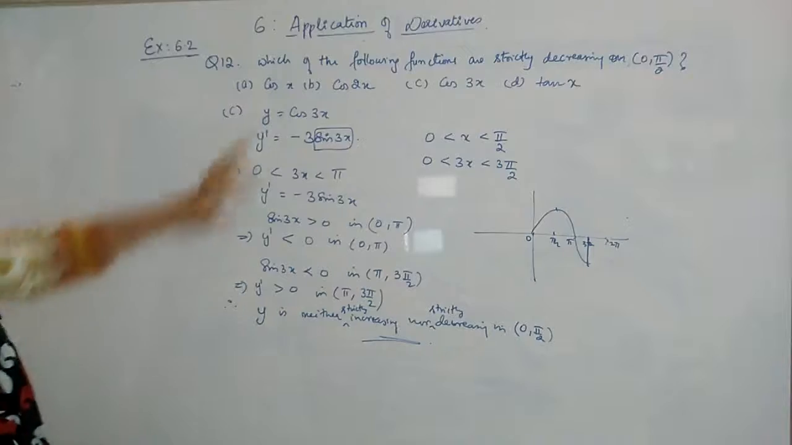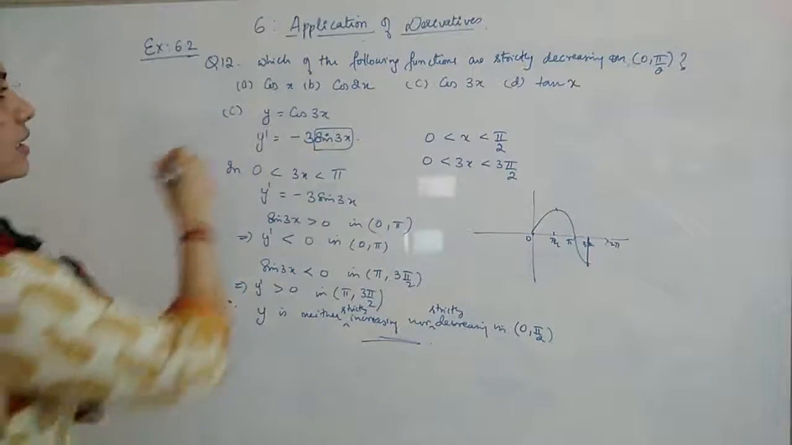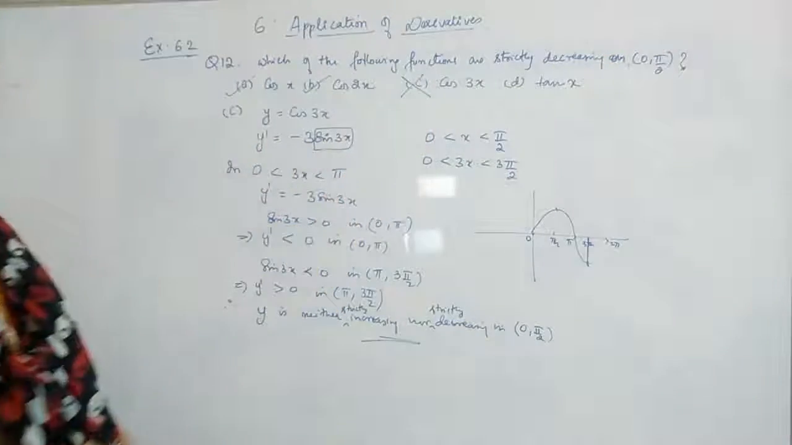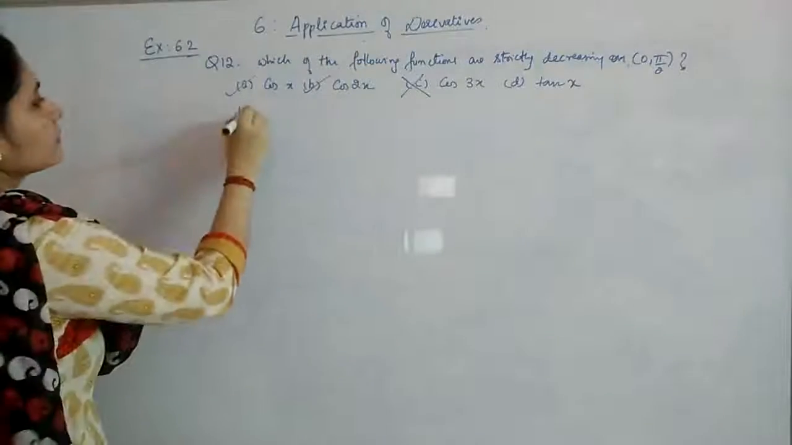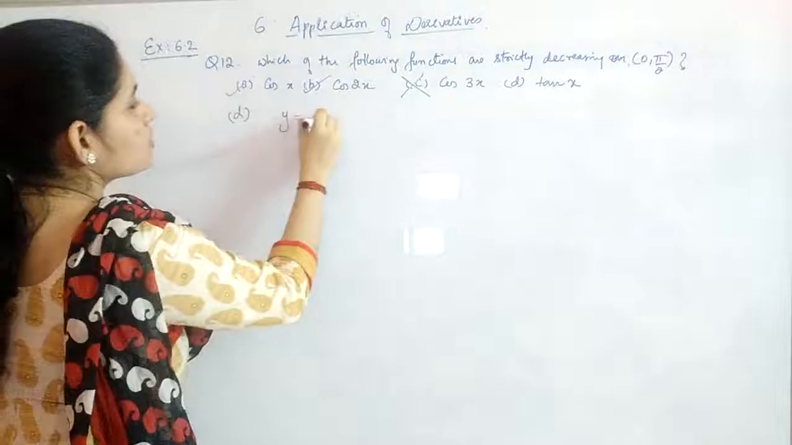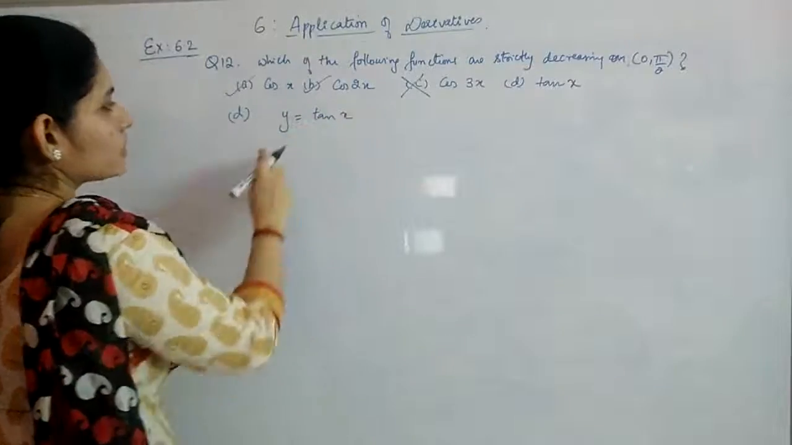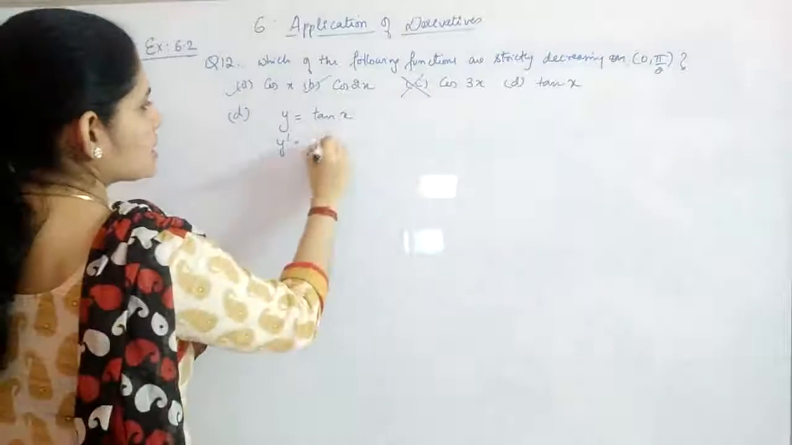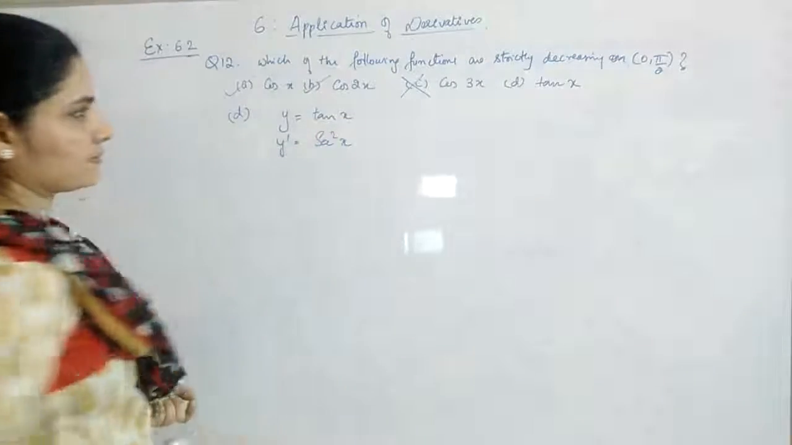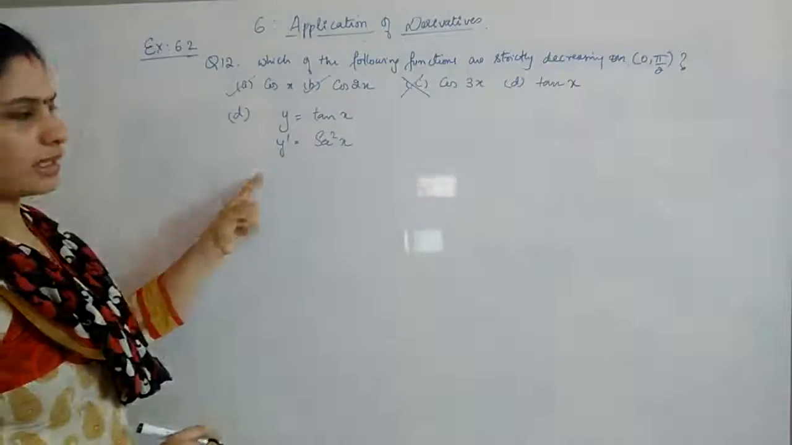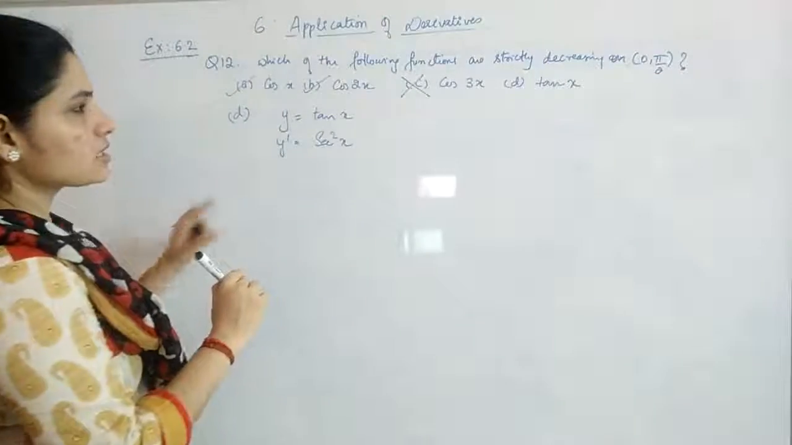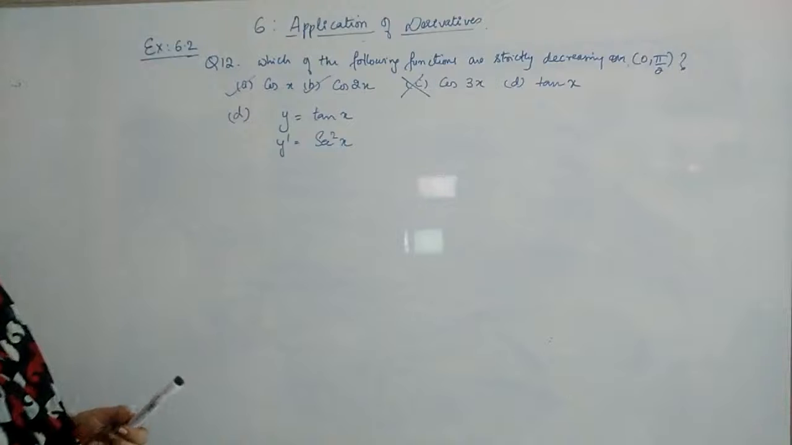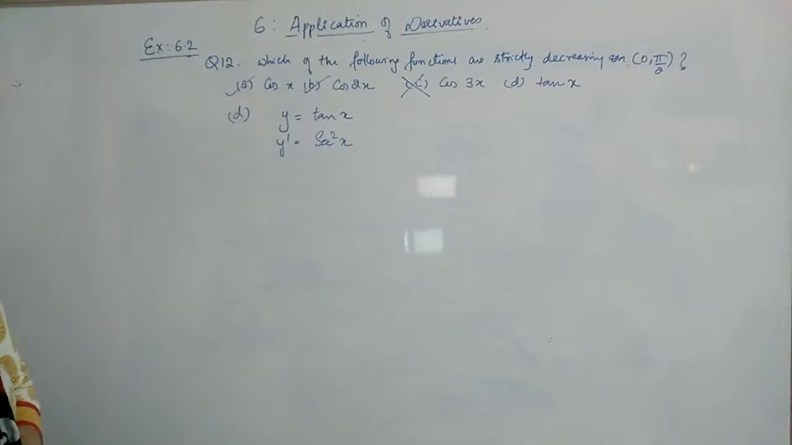That is, the question is, which of the following are strictly decreasing? You got first to be, second to be, third no. Then what about fourth? Fourth case is y is equal to tan x. What is the derivative y dash or dy by dx? It is sec square x. Now what you need to check is whether y dash will be greater than 0 or less than 0 in this interval 0 to pi by 2.